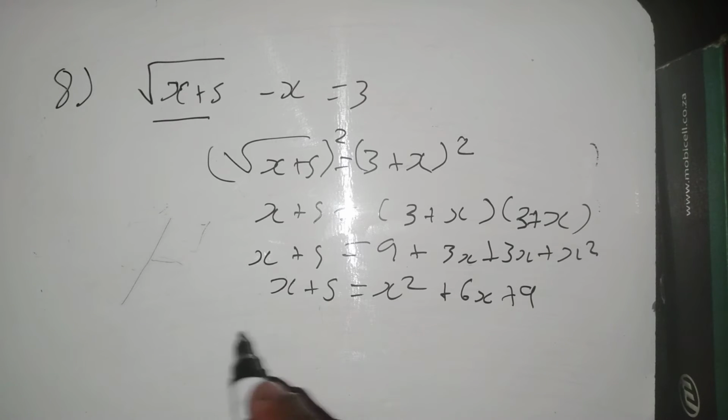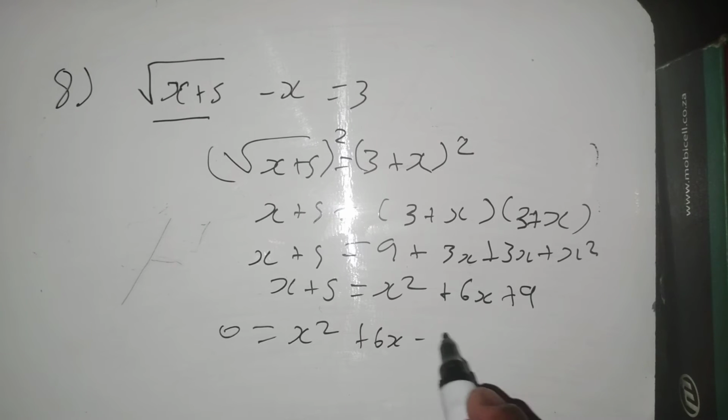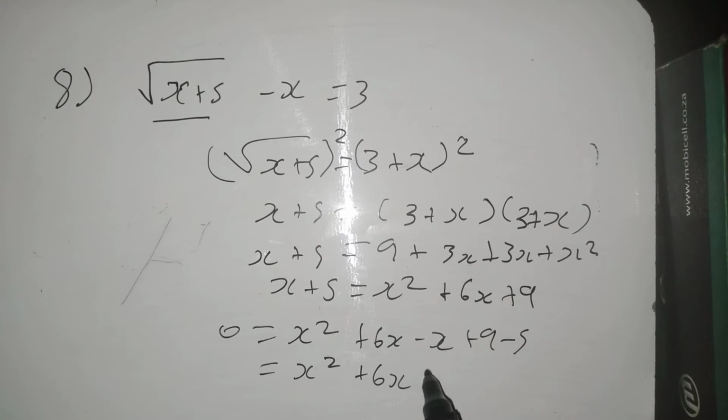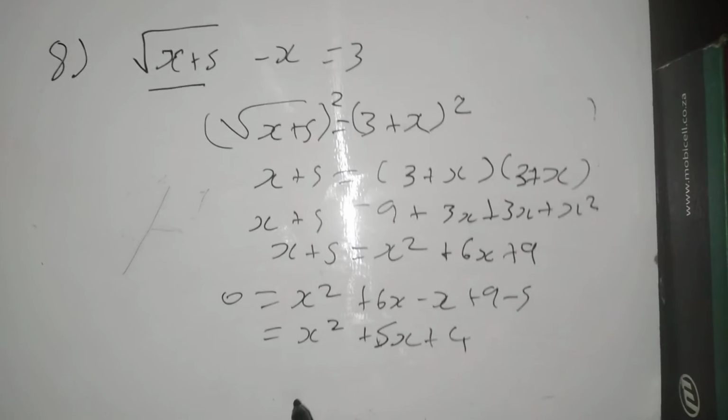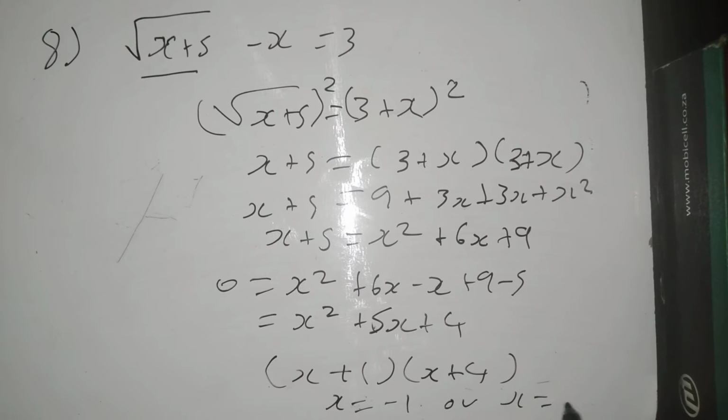So we have to take everything to this side. So it becomes x squared plus 6x minus x plus 9 minus 5. So this becomes x squared plus 6x. Okay, fine. 6x minus x, of course, is 5x. 9 minus 5 is 4. So if we factorize this, we'll have x plus 1 and x plus 4. So x is equals to -1 or x is equals to -4.